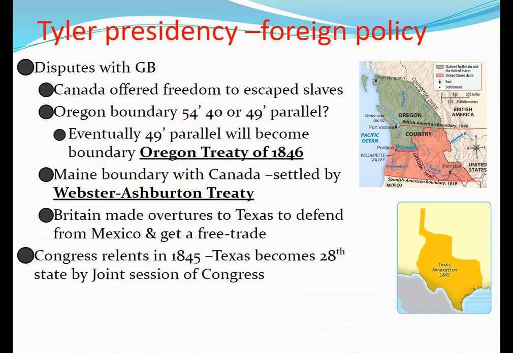And Tyler inherits these problems that go all the way back to Jackson's time. And the first one is what to do with this northern land. Since 1819, there's been no Spanish influence in this area of Oregon country, but there certainly is British influence. What is Vancouver Island today?